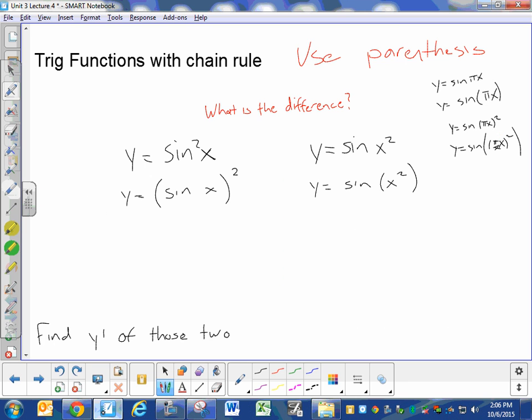The key to using parentheses and understanding the differences is that these have different outsides and insides. In this situation, the outside function is the x squared, the parenthesis being squared. The inside function is the sine of x. Here, the outside function is the sine of x, and the inside function is the x squared. So when you're taking your derivatives, you're starting with 2 different outside functions. You're going to get 2 different derivatives.